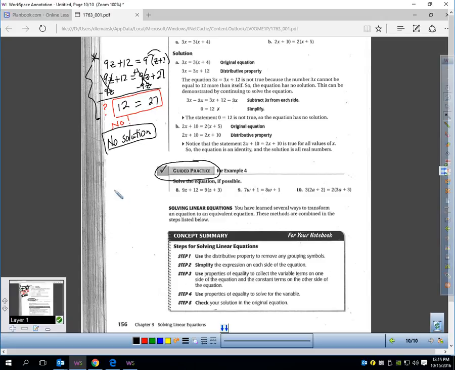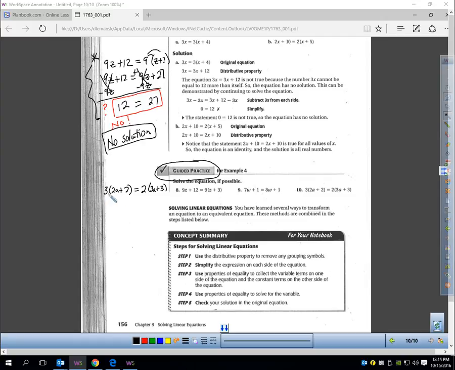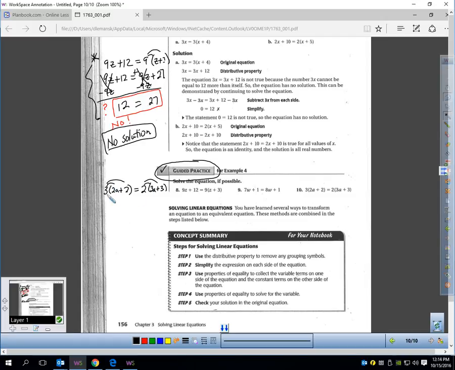Let's do number 10. So here I have 3 times 2a plus 2, and that's going to equal on the other side 2 times 3a plus 3. Okay? Well, I got to simplify each side. I definitely have distributing to do, so let's do that. 3 times 2a is 6a, and 3 times 2 is 6. And on the other side, 2 times 3a is 6a, and 2 times 3 is 6.